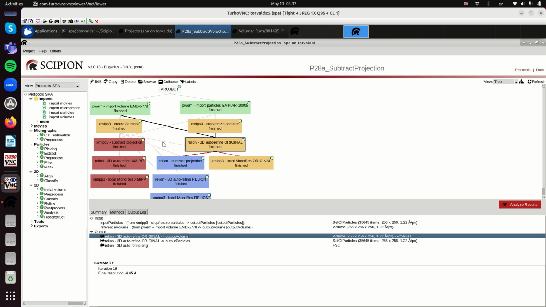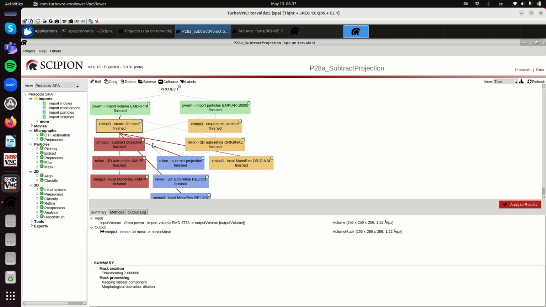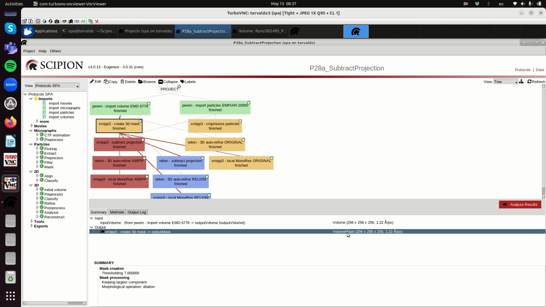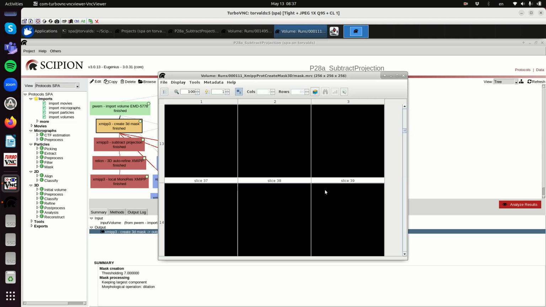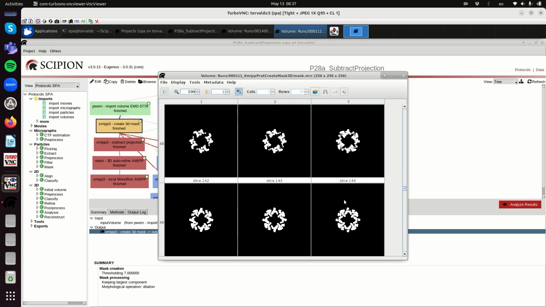Then we will subtract. We will design a mask that contains the part that we want to keep. Actually, in Relion, it is the part that you want to keep. In Xmipp, you can either design the part that you want to keep or the part that you want to remove. So you can have both options. And the mathematics behind the subtraction is different, but this is the protein mostly.